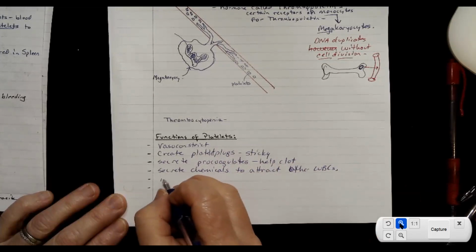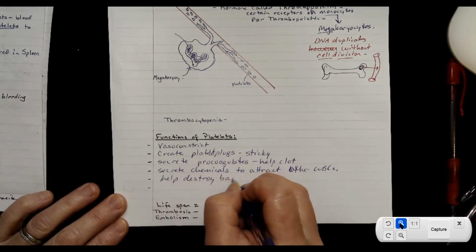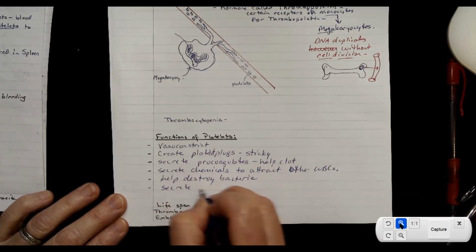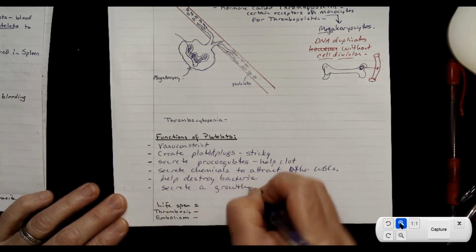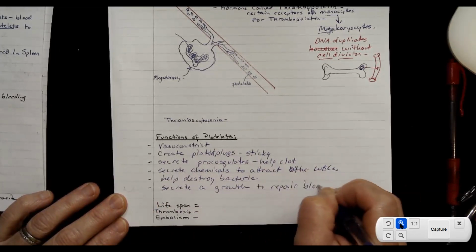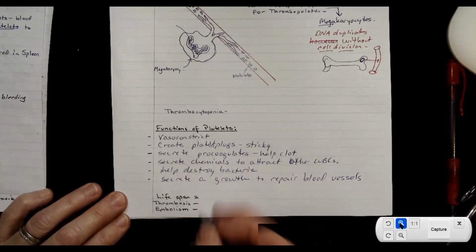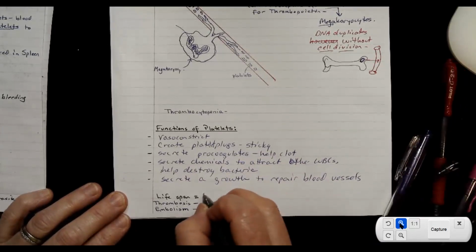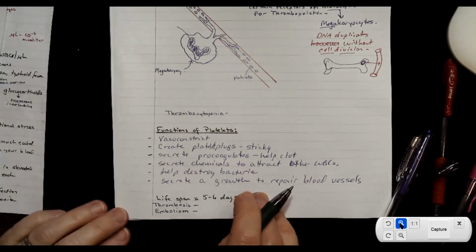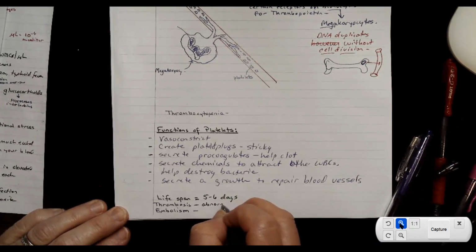They can help destroy bacteria. And they secrete a growth factor for tissue repair. Those are some of the very important functions of platelets. The lifespan, they live about 5 to 6 days. And a couple of terms: thrombosis. This is abnormal blood clotting.